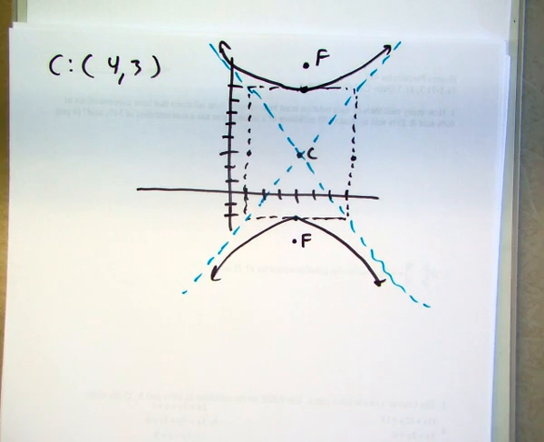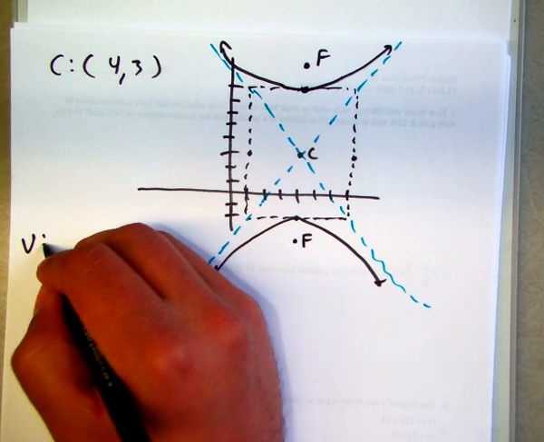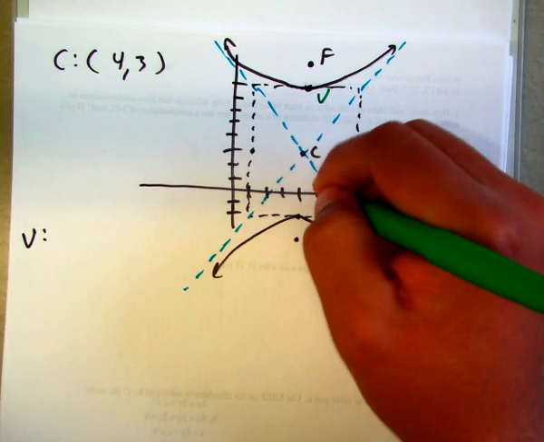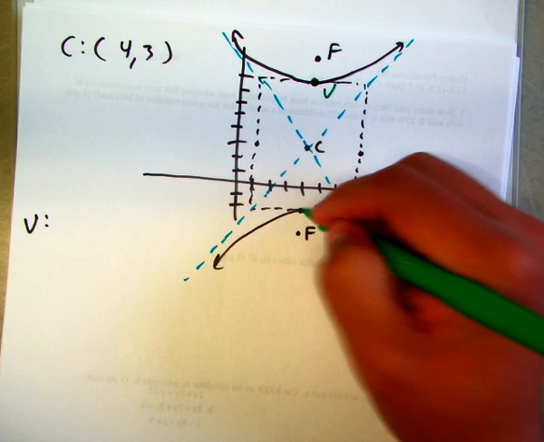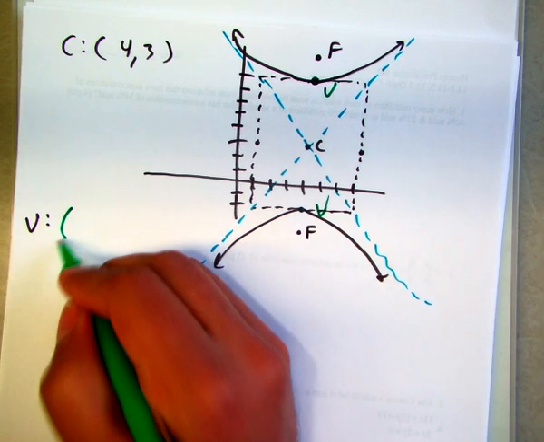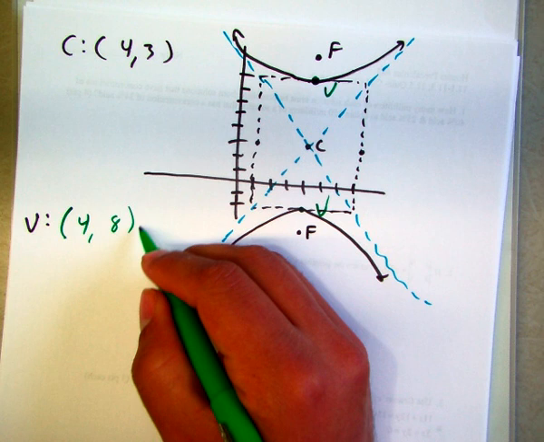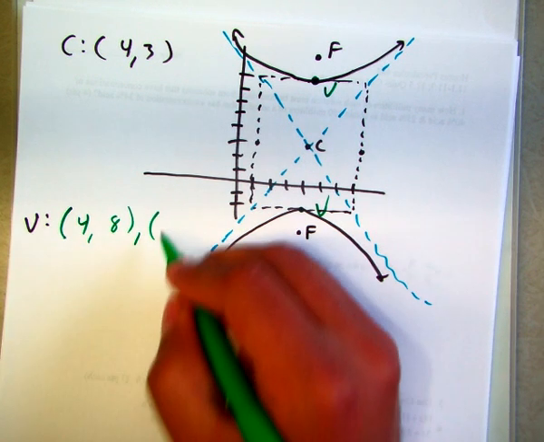First it said, where are the vertices? The vertices are right here. These points, right? What were the coordinates there? 4, 8, and 4, negative 2.